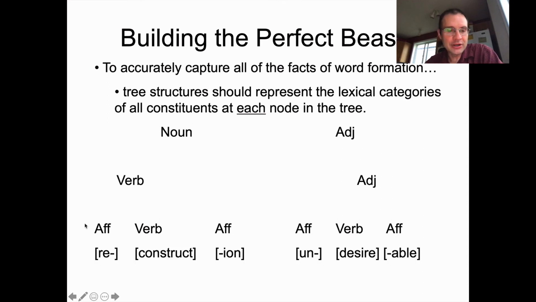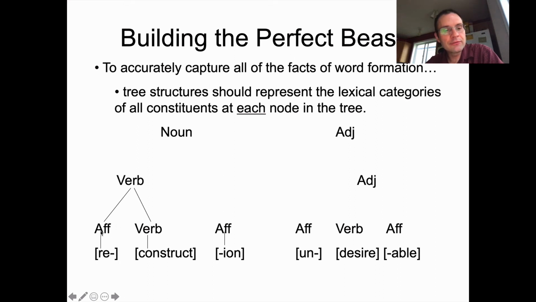So I'll give you an example here for reconstruction again. We start out with this root construct, and then we will create the verb reconstruct out of it. So we're labeling not only each one of our morphemes, whether it's an affix or a verb for the root part of the word, but we're going to label each of the nodes that get formed along the way to creating the entire complex word.